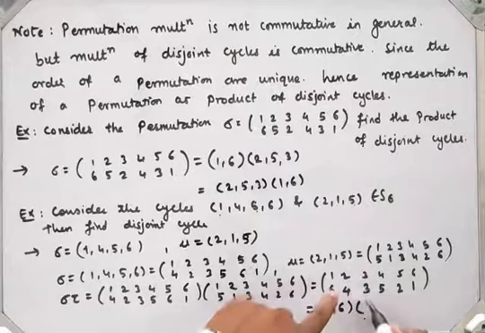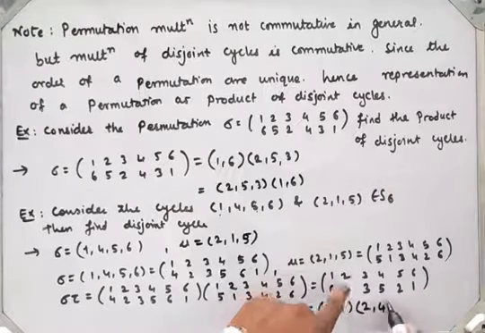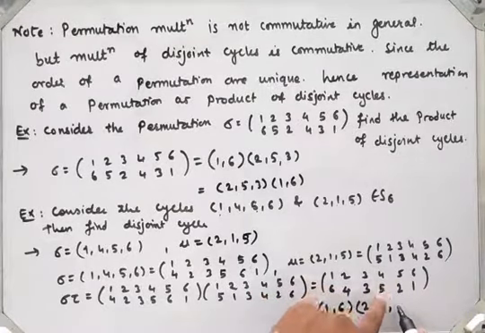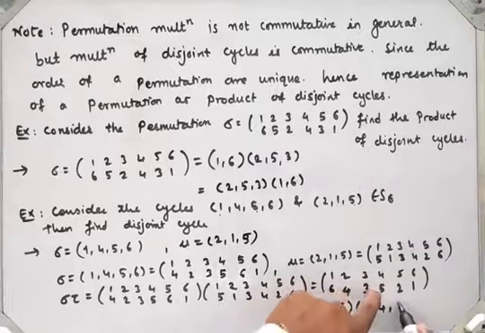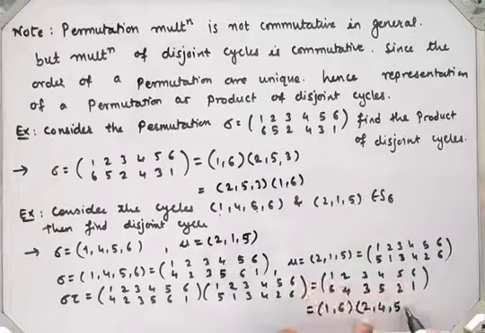So we start with 2. 2 goes to 4, 4 goes to 5, 5 goes to 2, and 2 is already in the set. Now next is 3, which is constant, so we will not take it, the 3 is fixed. So 1, 2, 3, 4, 5, 6, total 6 elements. So this is the product of disjoint cycles.